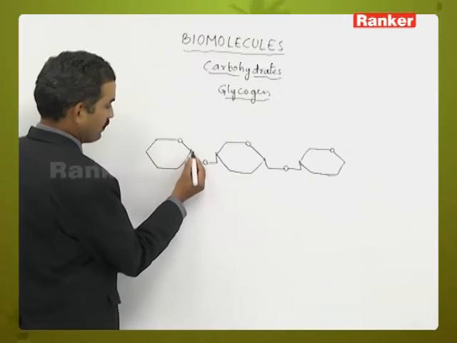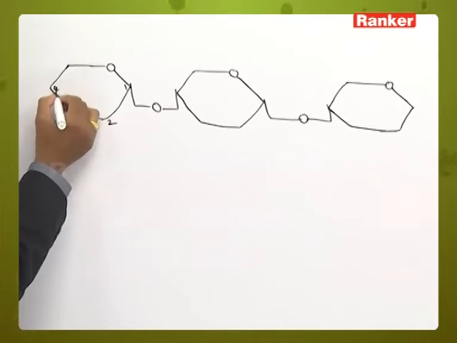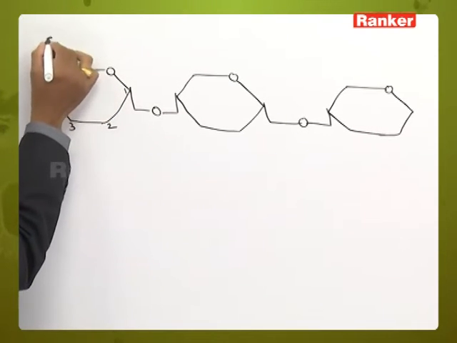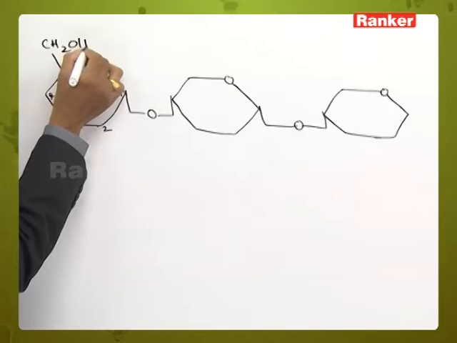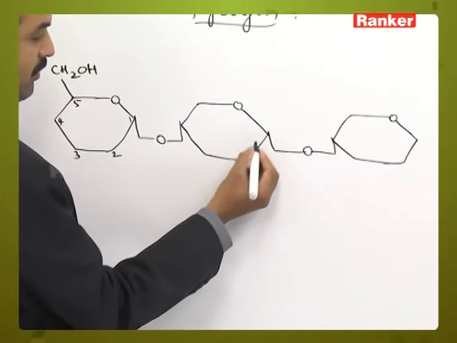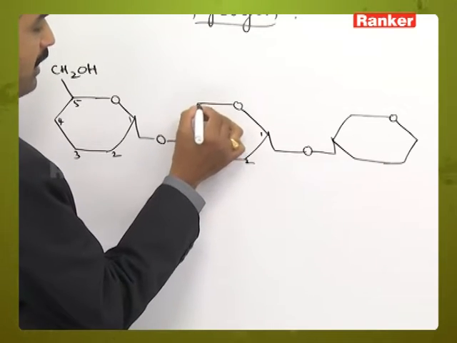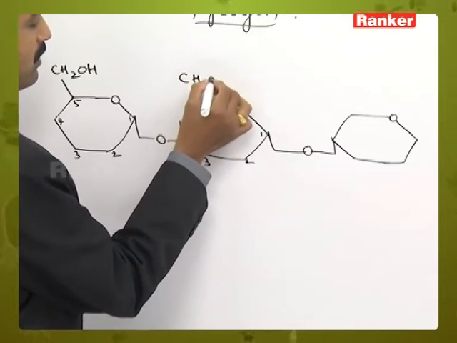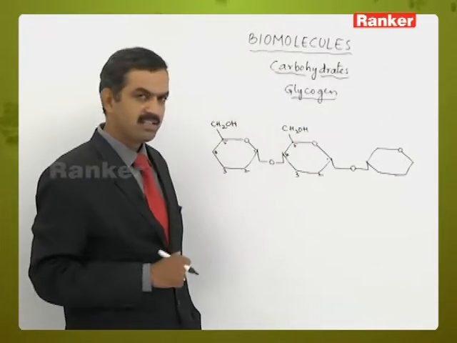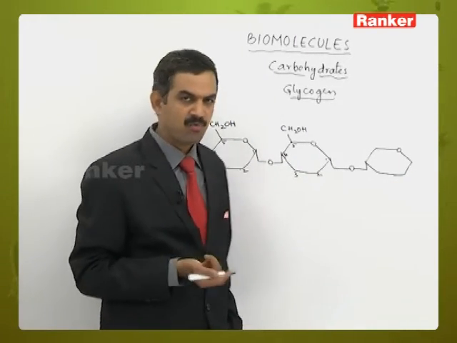In each of them, so first carbon, second carbon, third carbon, fourth carbon, fifth carbon, and here this is the sixth carbon, right. Here also the same thing: first carbon, second carbon, third carbon, fourth carbon, fifth carbon, and CH2OH. So, as I am saying, it is a straight chain. In the straight chain, the alpha 1,4 linkages are present.